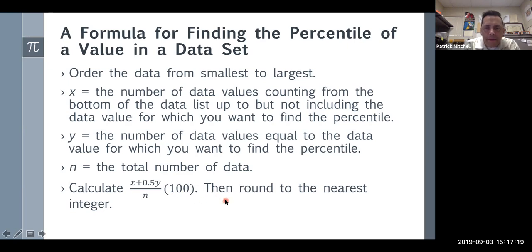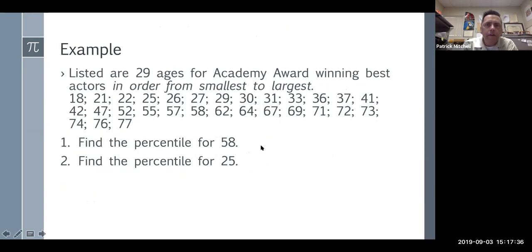Okay. And then round that to the nearest integer the way that you were always taught how to round, right? If the first digit after the decimal point is 0 through 4, you round it down. If it's 5 through 9, you round it up. So let's do an example. So here are the 29 ages for Academy Award winning Best Actors. They're already in order. They want me to find the percentile for a 58-year-old actor and the percentile for a 25-year-old actor. So let's do that.